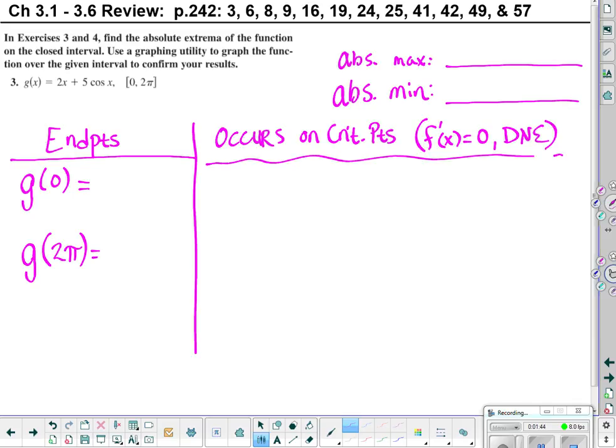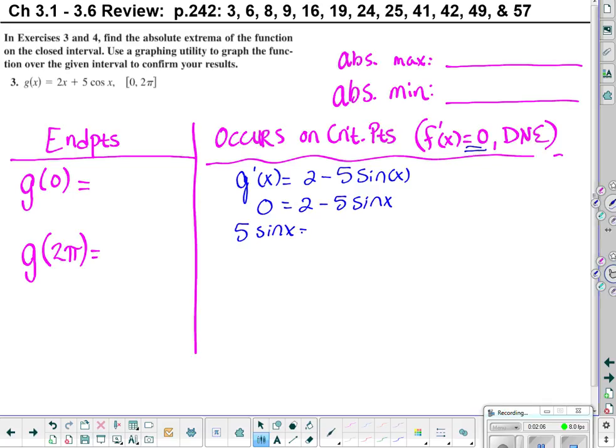Well, that means I need to take a first derivative to get that information. So g prime of x is equal to 2 minus 5 sine of x. And then I want to find where it's equal to 0. So I'm going to set 0 equal to this, add the 5 sine x over and divide by 5. So we get sine x equals 2/5.